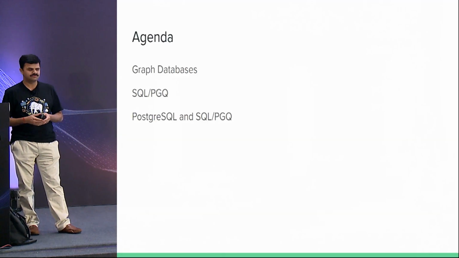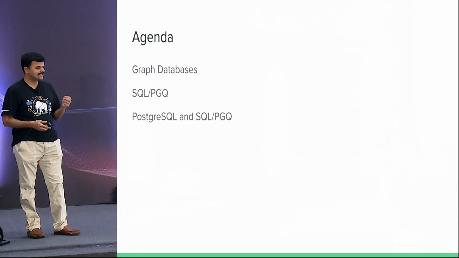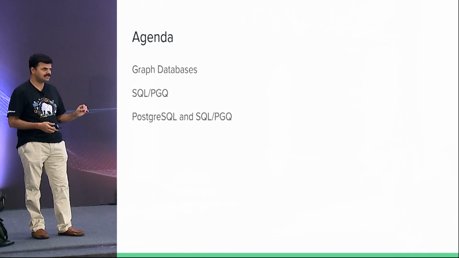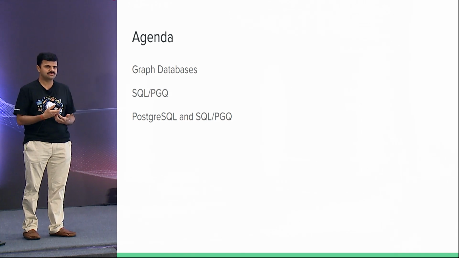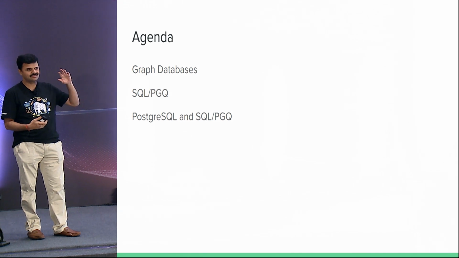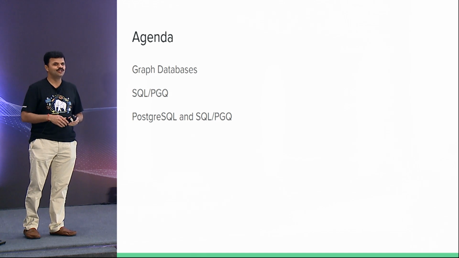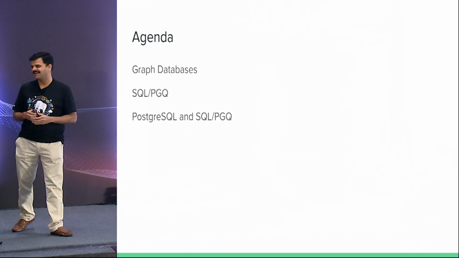So we will talk about graph databases, of course, what they are. Then we'll talk about something called SQL PGQ, which is the SQL standard. And then we will talk about how we are bringing these two together and adding yet another feature in the battery of features of PostgreSQL to make it look less like a relational database and more like something else.